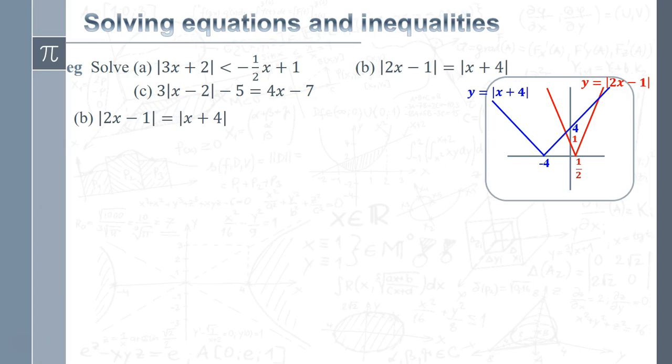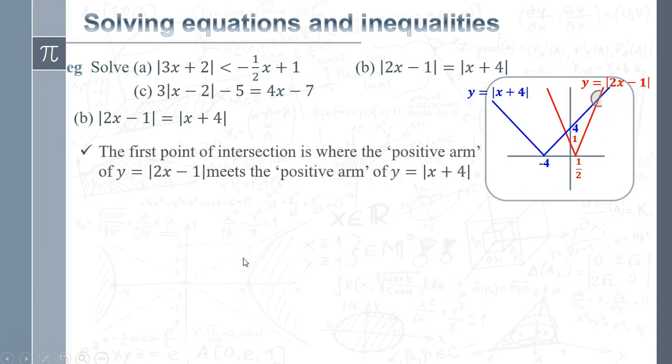And this is what I'm talking about. This sketch is vital in terms of understanding where these points are relative to each other and what's going on with the relative gradients of the lines. And let's have a look at what's happening now. So the first point of intersection is where the positive arm of mod 2x minus 1 meets the positive arm of mod x plus 4. So that one's straightforward. That's that equation we've got to solve.